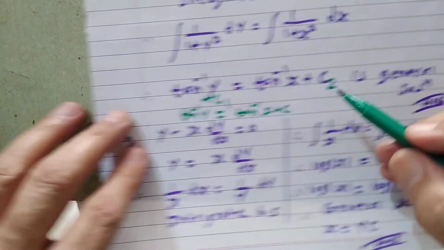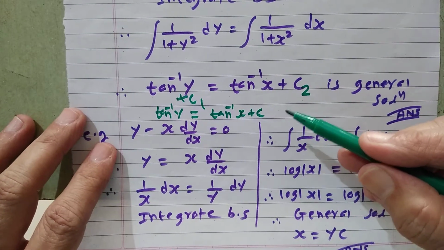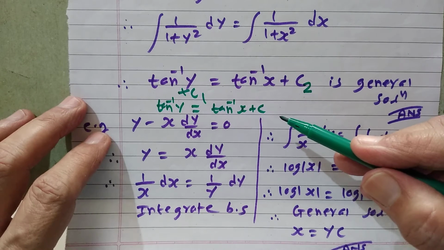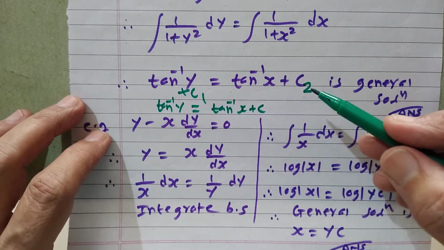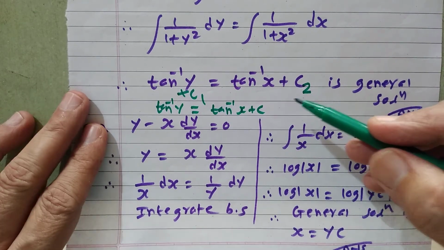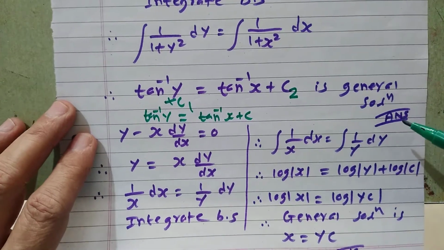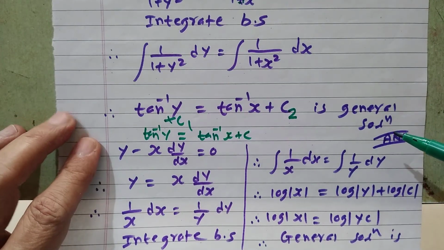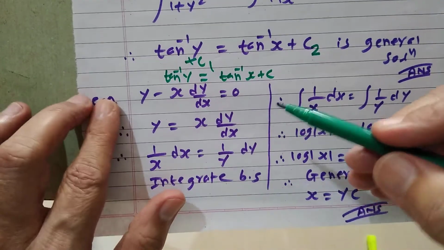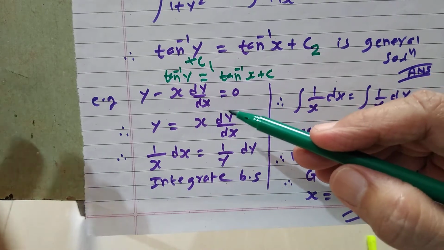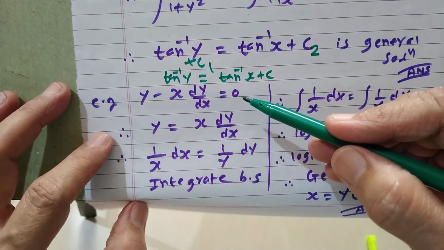And what is that c? C is c2 minus c1. Therefore write down always only one constant on any one side, generally on the right hand side, and such an equation is called a general solution. General solution.